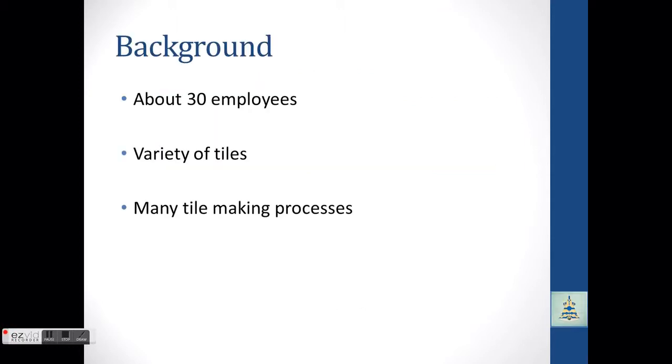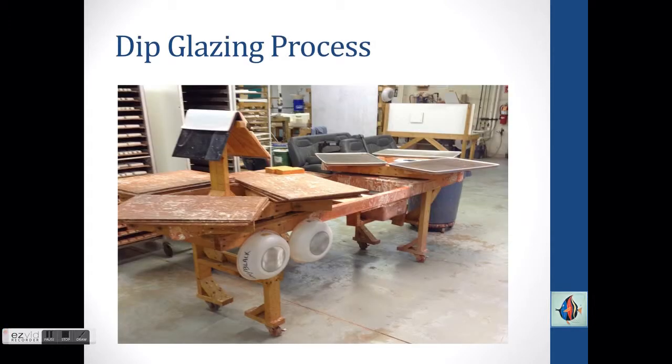A little background about the company: it has a total of about 30 employees and they make a variety of tiles. There are many processes for making a tile, but we are specifically focusing on the dip glazing process. The dip glazing process is dipping a tile into a bucket and having glaze on top of the surface. The workstation is shown here.